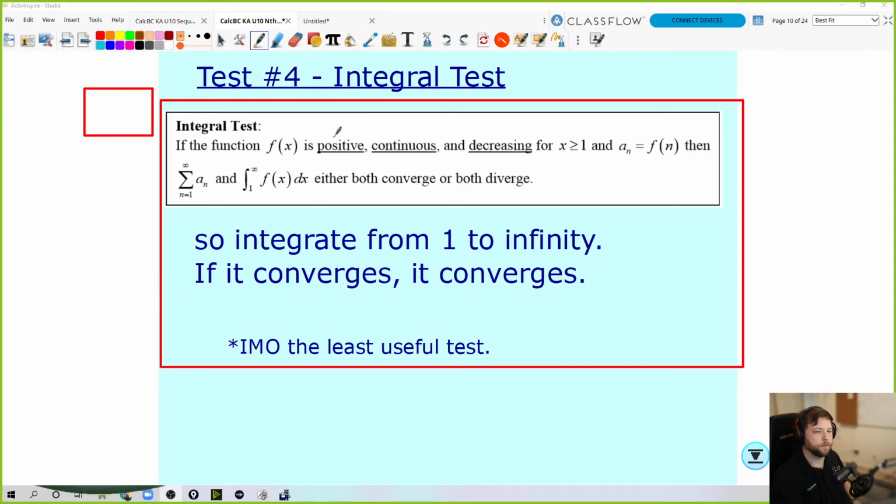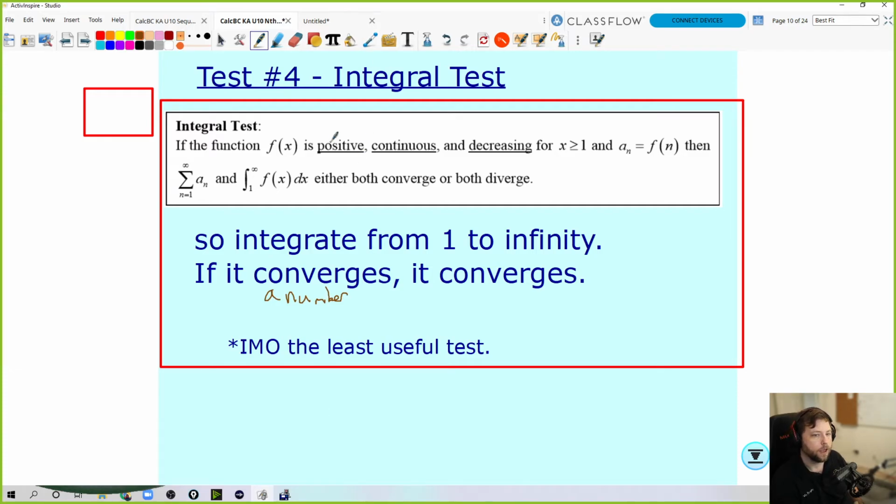Integral test. So if a function is positive, continuous, decreasing for x greater than 1, they either both converge or both diverge. So I say this in my words: if you can integrate it from 1 to infinity, if it converges, remember we talked about converging, it goes to a number. If it goes to infinity or negative infinity, we say diverge, right? Just like we did for those integrals. I hate this test, least useful, because I think it's too much work. You're only going to use this if you have to.